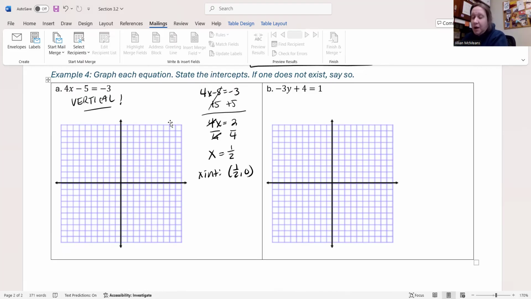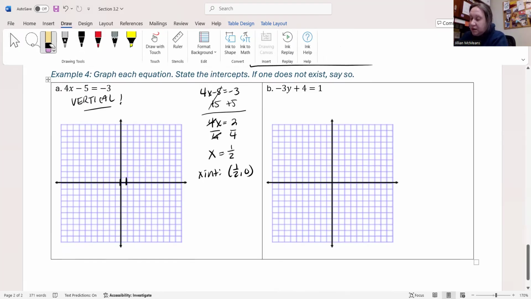It's no big deal. You just kind of eyeball it. So we know this is going to be somewhere between 0 and 1. In fact, it's going to be halfway between 0 and 1 on the x-axis. So it's going to be in between these two right here. So I want to go halfway between those two spots. So I'm going to be right about here. And then I just draw my vertical line.